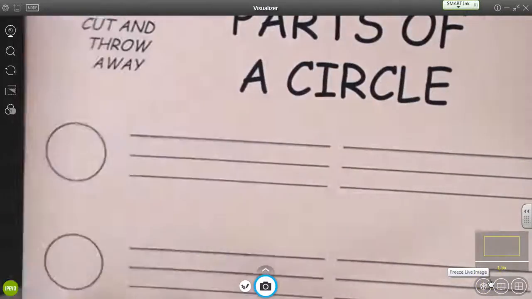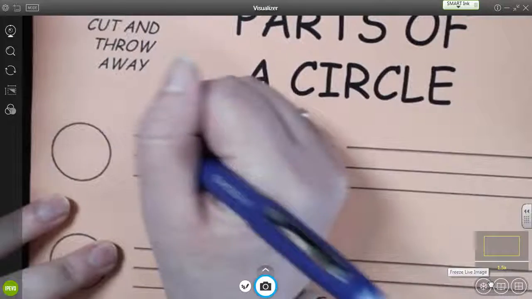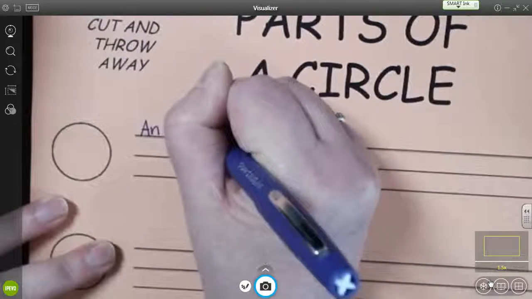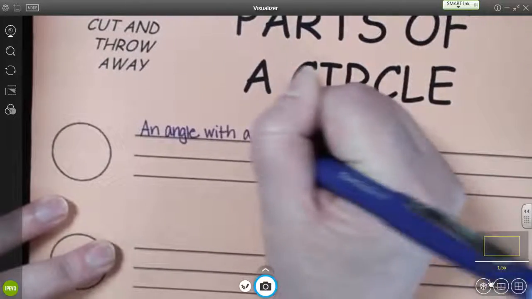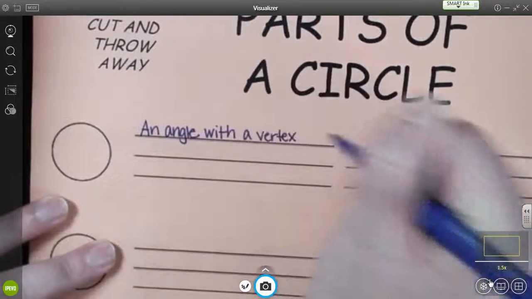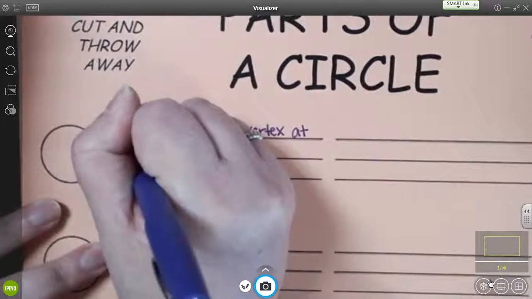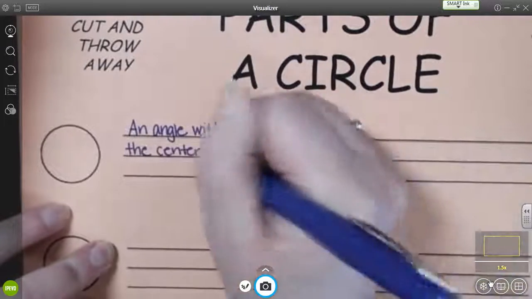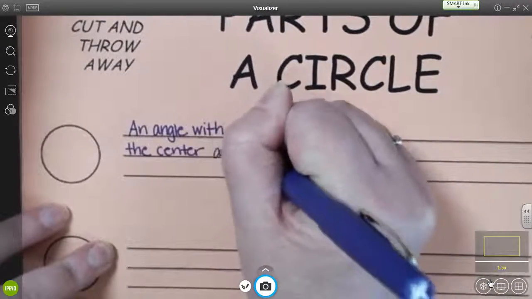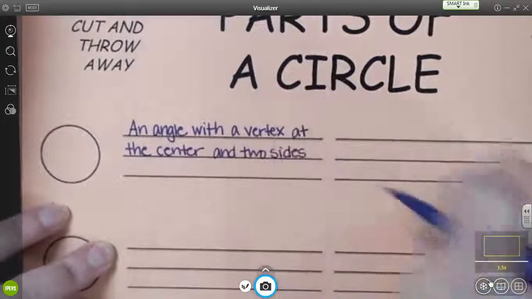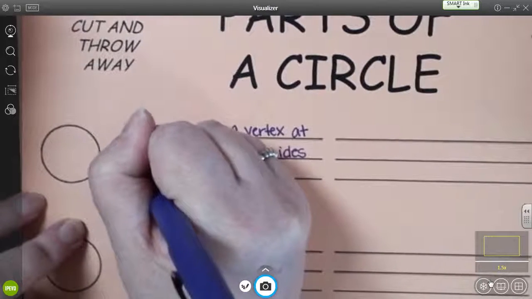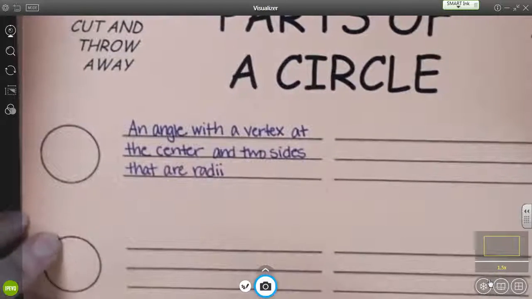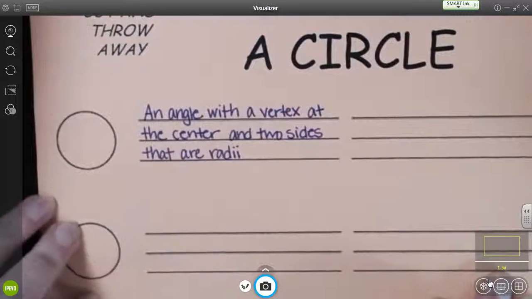Start with the central angle. So a central angle is an angle with a vertex at the center and two sides that are radii. Okay, radii just plural for radius.